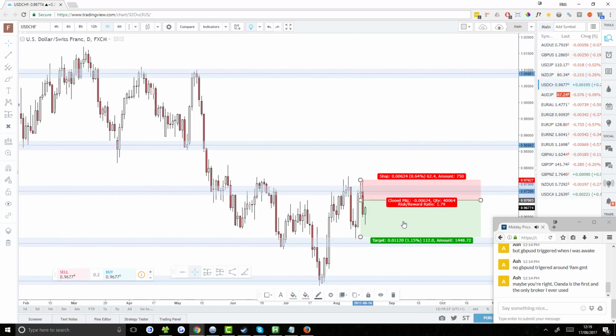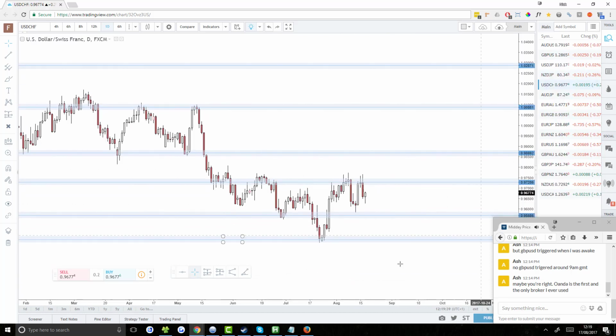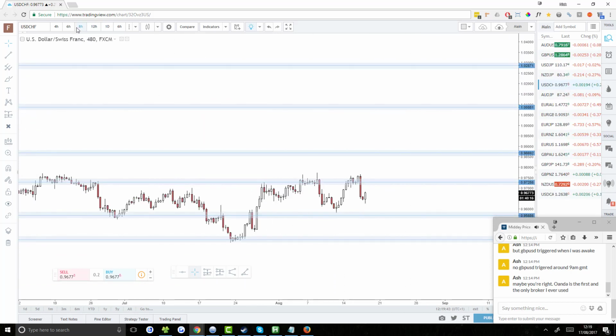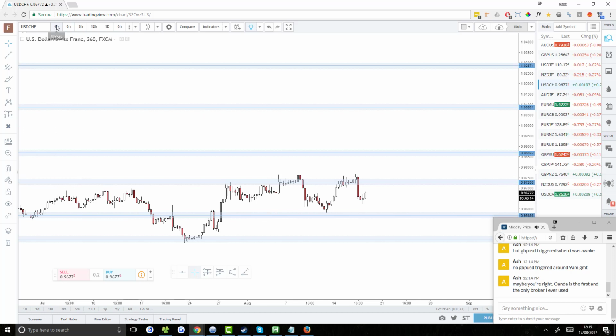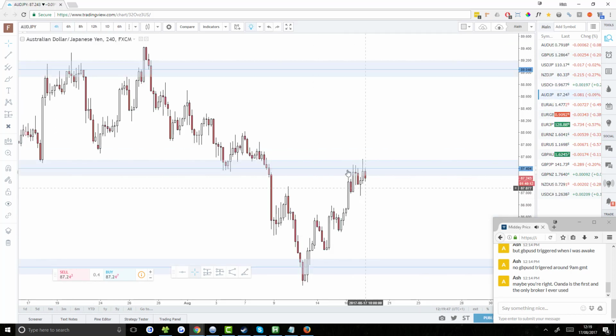USDCHF, what's going on with you? USDCHF, it's just pushing down in between support resistance. We can't do much with that.